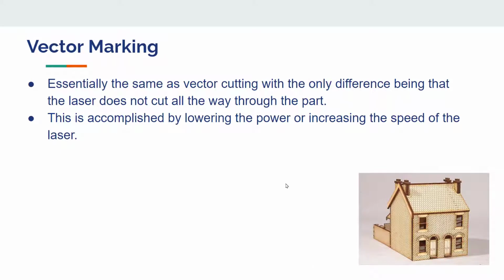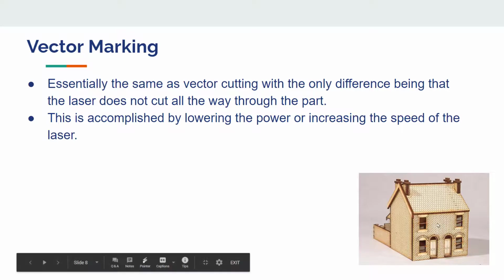All right, next we're going to talk about vector marking. And vector marking is essentially the same thing as vector cutting. The only distinction here is that the laser is not going to cut all the way through. And this is basically accomplished by either lowering the power or increasing the speed of the laser. So in this picture, for example, if you wanted a model to have a texture of brick on the walls here, you would use vector marking. It would trace the outline of the bricks, but it's not going to cut all the way through. You would apply the same principle with the shingles.